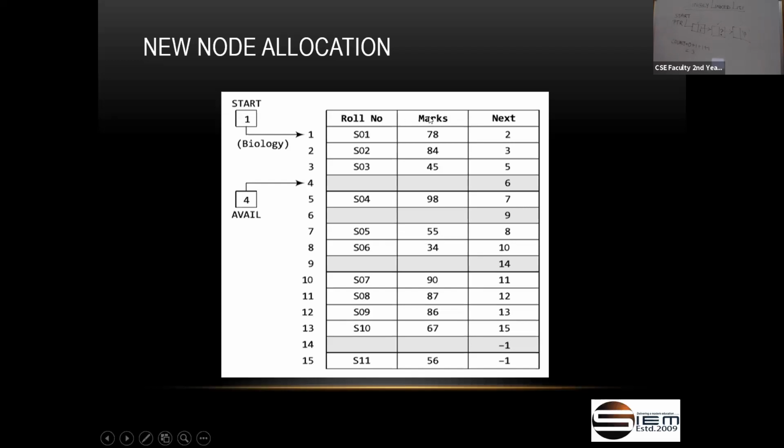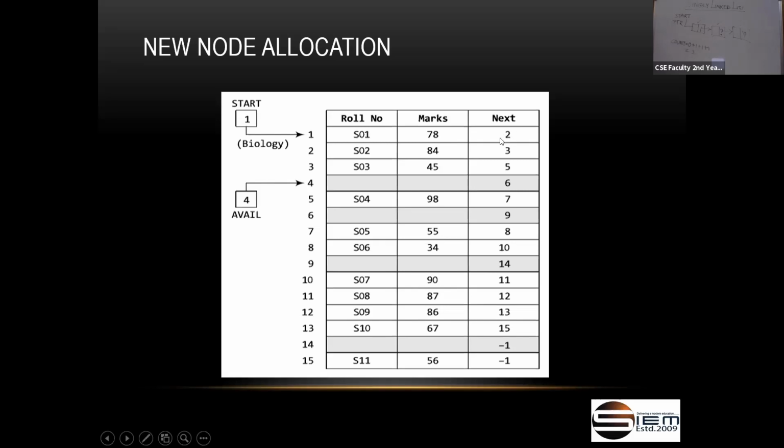So in the data part, roll number and marks is stored. In the next part, the address is stored. Suppose the biology marks of the students are stored. So the first address is 1. This can be different also. I'm telling you again and again, it need not be 1. In this case, it is 1. So if I go to the first address, I will get the roll number S01 and the marks is 78.